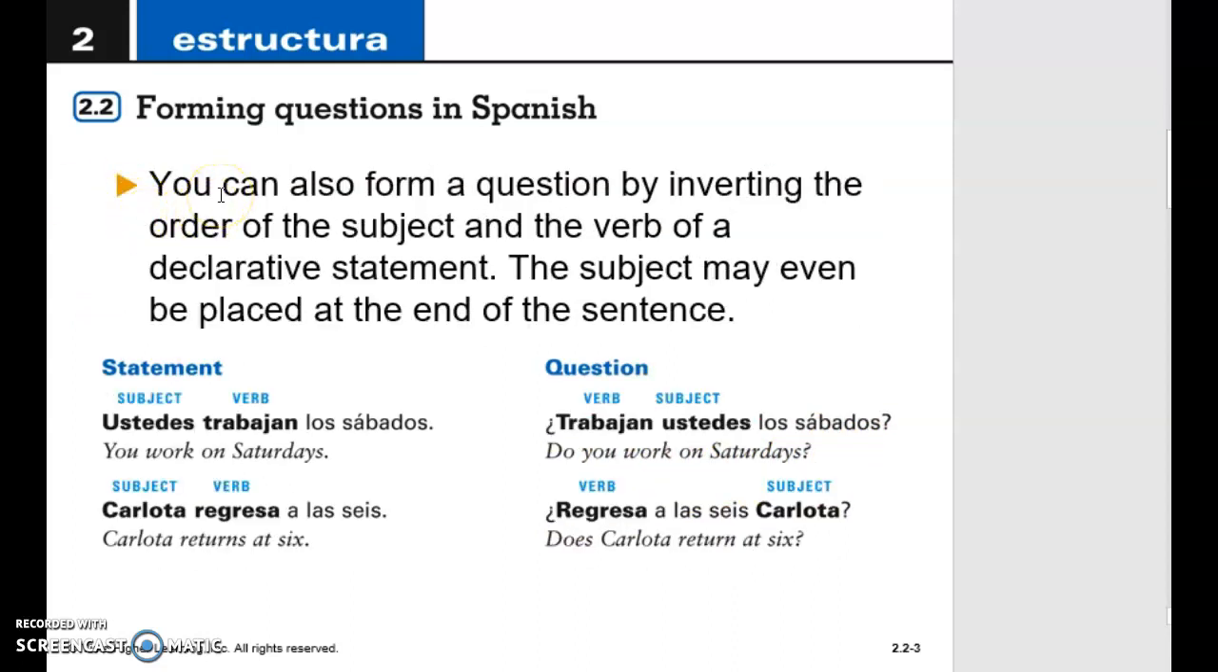Okay? We can also use the inversion. Instead of saying "ustedes trabajan," we can use the verb in front of the person, and then that is also going to help me indicate that this is a question. "Ustedes trabajan los sábados" versus "¿Trabajan ustedes los sábados?" And you have to keep in mind that we're still using the question marks.